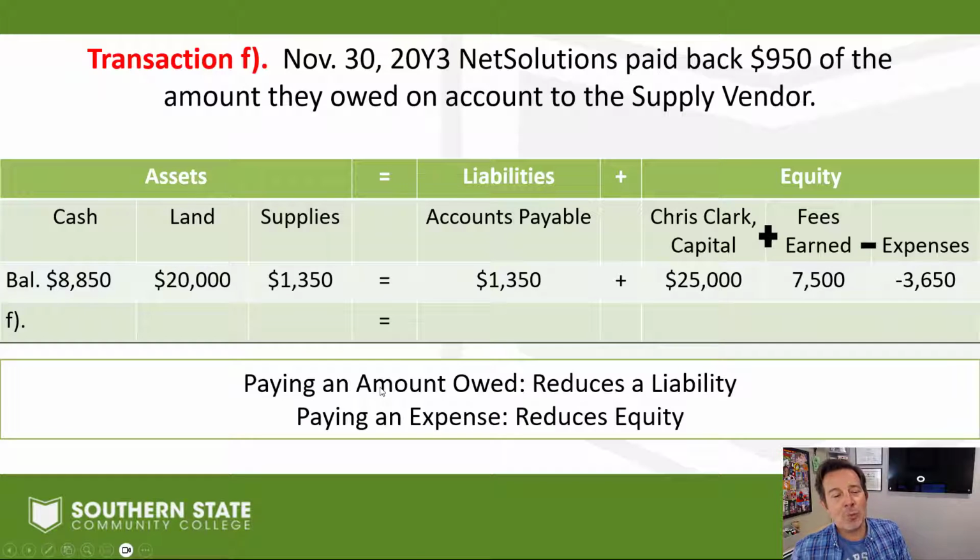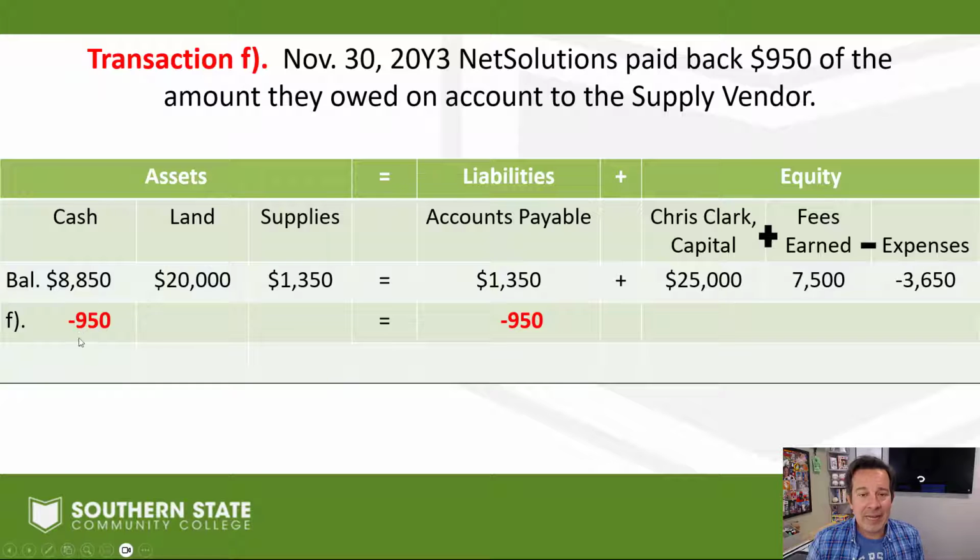When we pay an amount we owe, it reduces a liability. All right, and we're going to see that right here. We're reducing the liability. We're paying back some of the money we owe. When we pay an expense, as we saw in the previous transaction, it reduces equity. And we see right there, we got expenses reducing equity. Paying back the amount we owe, $950. Cash is going to come down. Accounts payable is going to come down. Cash is coming down. We wrote a check to pay for the amount we owed, and we don't owe that amount anymore because we paid it back.